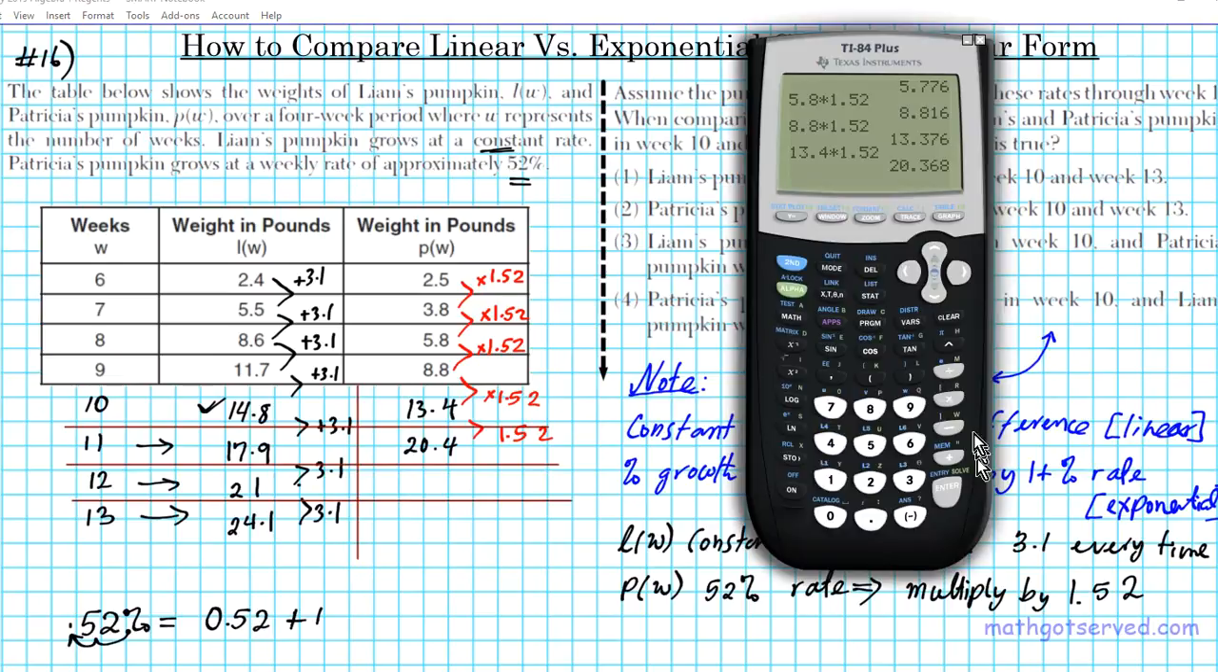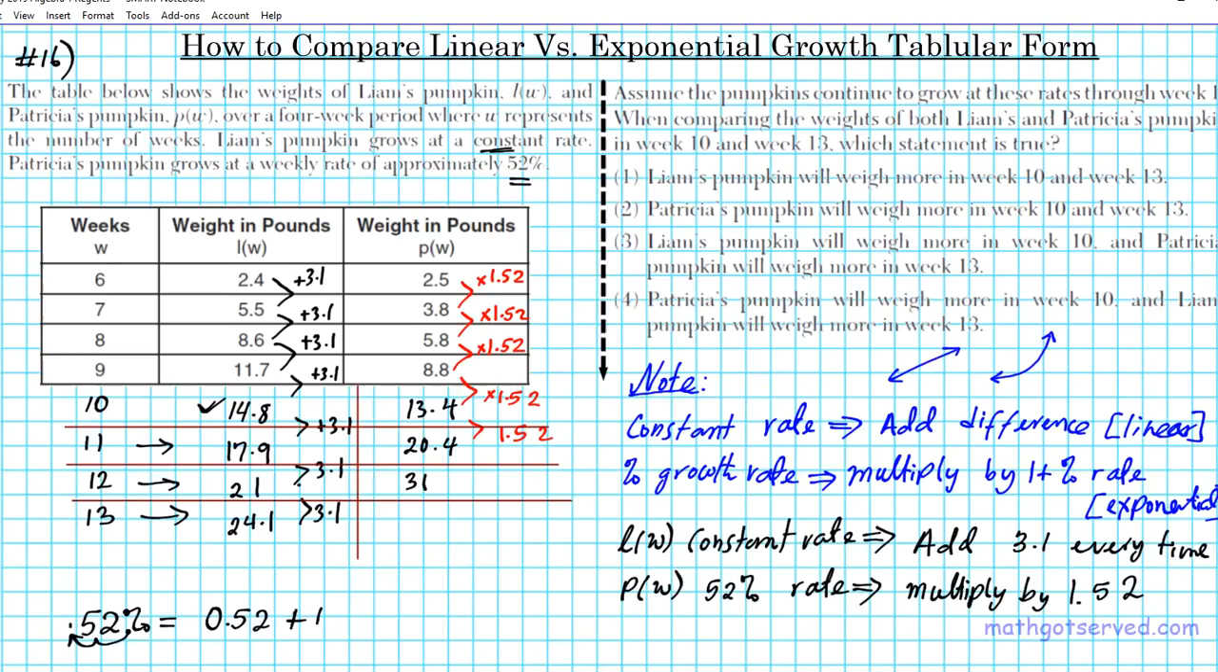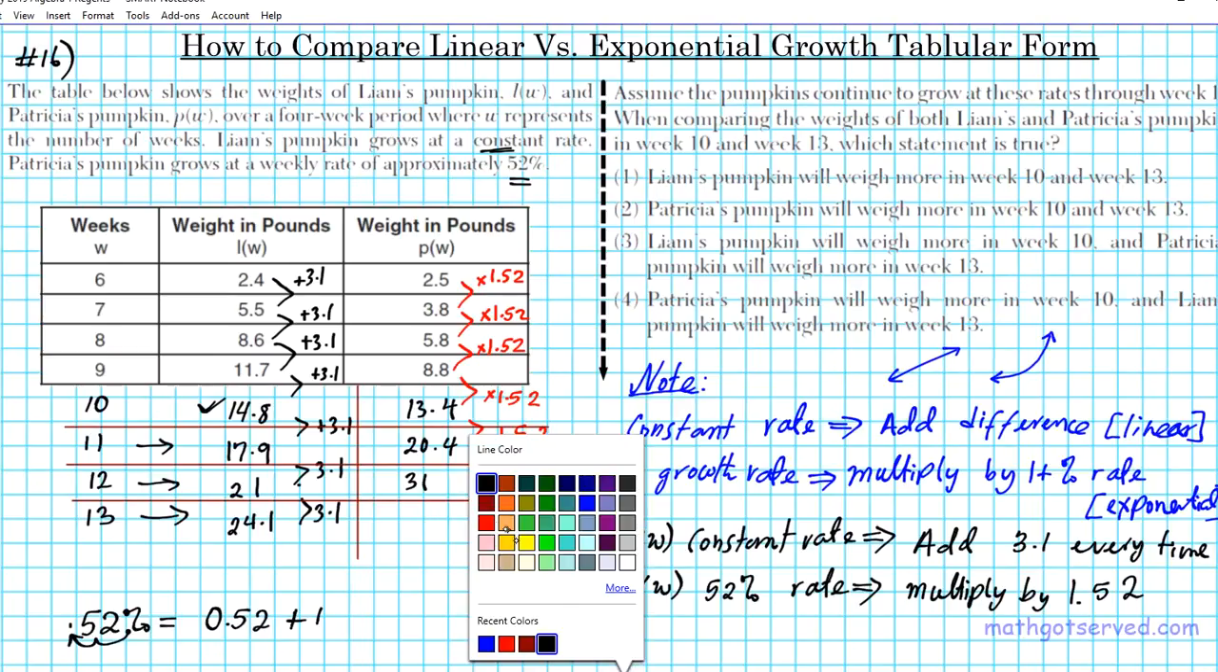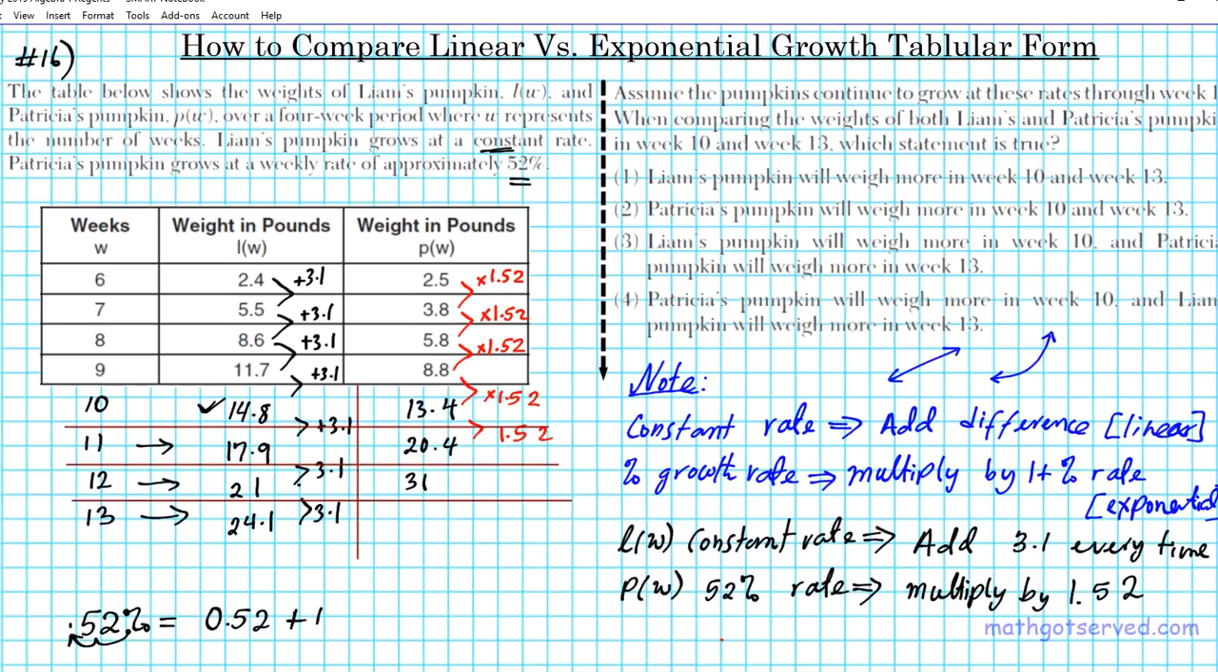Okay, so let's see. 20.4, we're going to multiply that by the growth factor 1.52, and that gives us 31, just 31 as a whole. See, the lead is widening now. And then lastly, we're going to multiply 31 by 1.52 to get what the weight is in week 13. Alright, so we're just repeatedly multiplying by 1.52.